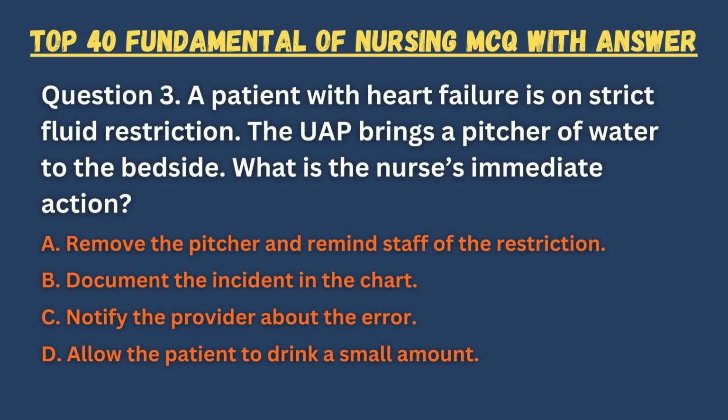Question 3. A patient with heart failure is on strict fluid restriction. The UAP brings a pitcher of water to the bedside. What is the nurse's immediate action? A. Remove the pitcher and remind staff of the restriction. B. Document the incident in the chart. C. Notify the provider about the error. D. Allow the patient to drink a small amount.